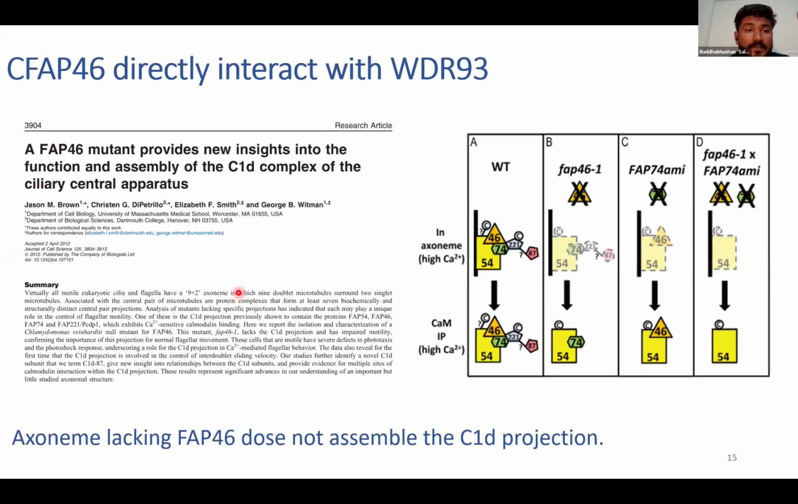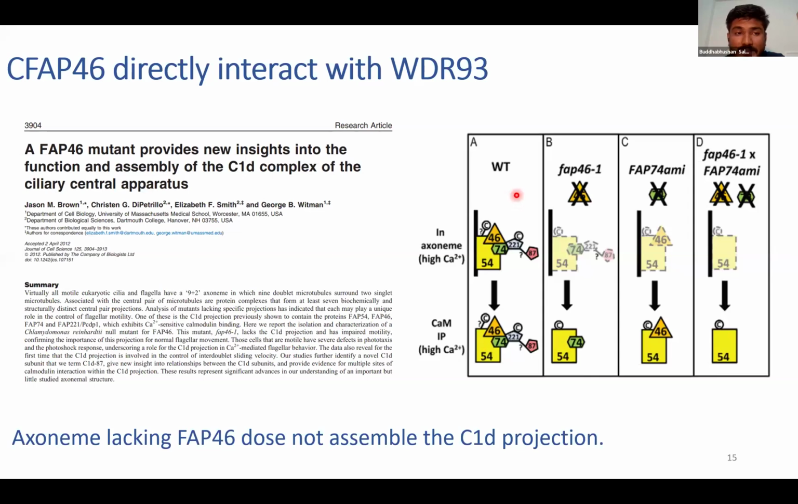Moving on, as I mentioned while introducing, this gene belongs to the C1D complex. This C1D complex has another gene, that is CFAP46. There was a study which said that CFAP46 directly interacts with W93. So after W93, we also checked whether the other genes are intact or not. Based on this, it suggests that it should be lost, because CFAP46 directly interacts with W93, and if CFAP46 got deleted, then it does not assemble the C1D projections. And these are the different scenarios.